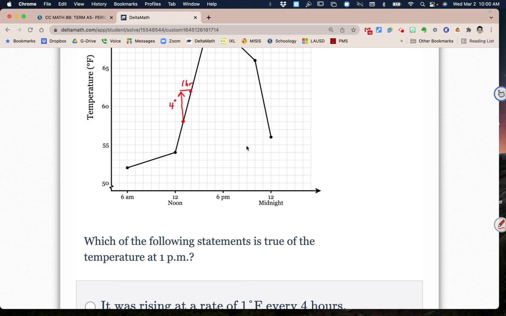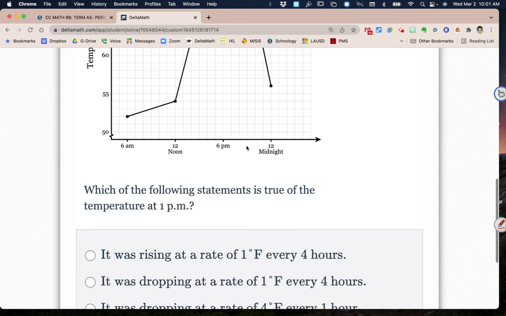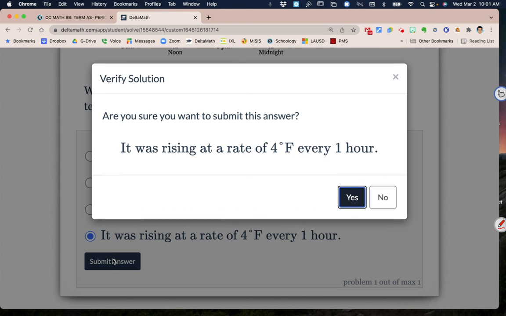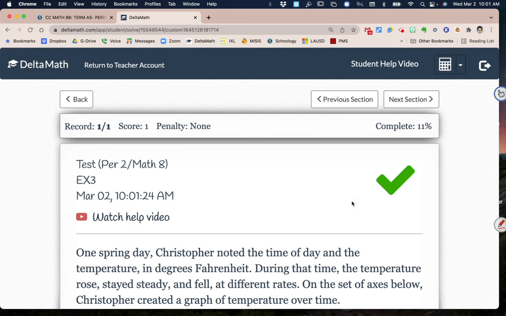Would you agree with that? Is it going up 4 degrees in 1 hour? Yeah. Okay. So we're looking for something like that. Temperature rising 4 degrees in 1 hour. Which is our choice for that? Bottom one. Yeah, it's not dropping at all. So you could just say it can't be the second one, can't be the third one. It might be the first one, but that's actually the reverse of what we want. It was rising at a rate of 4 degrees for every 1 hour. Boom. All right.